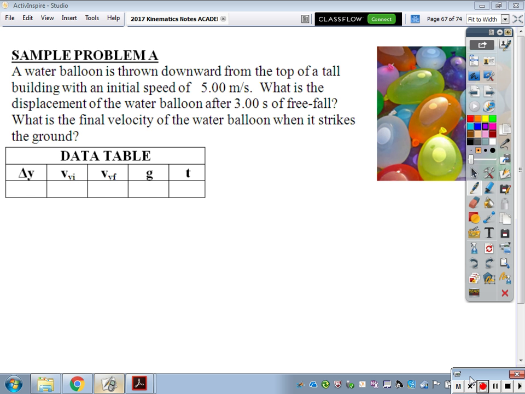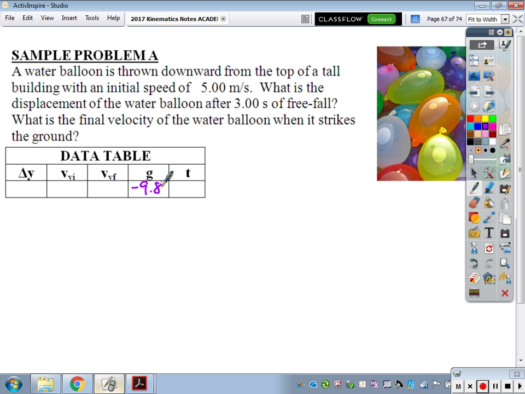What is the one piece of information we always know we should be able to plug into every data table that involves vertical data? Negative 9.8 goes in for g. So let's put it there, negative 9.8. Nick, why don't you go ahead and give us one more piece of information?